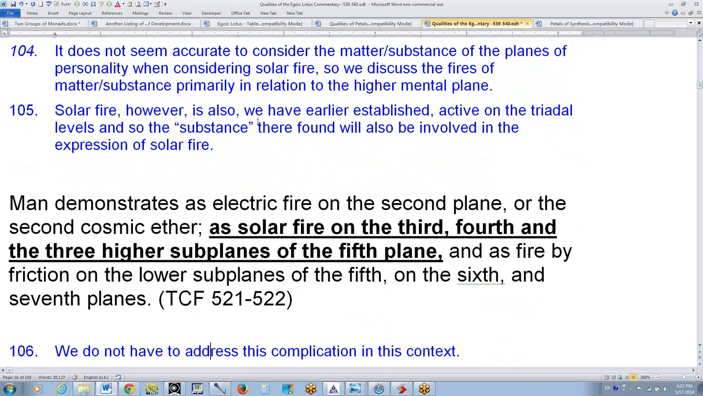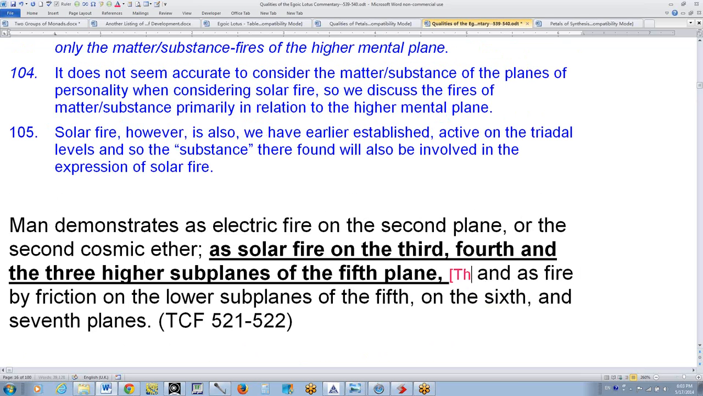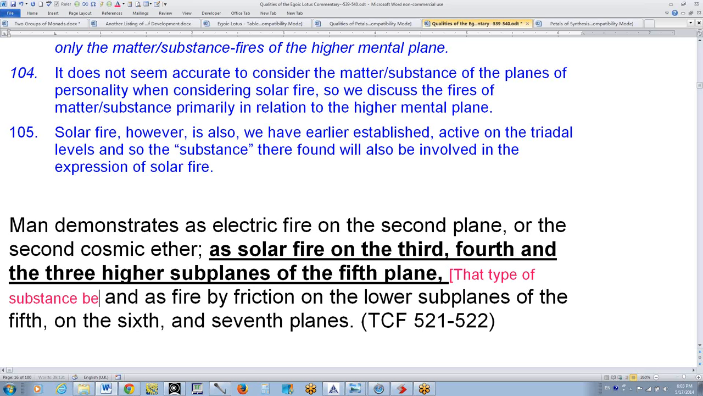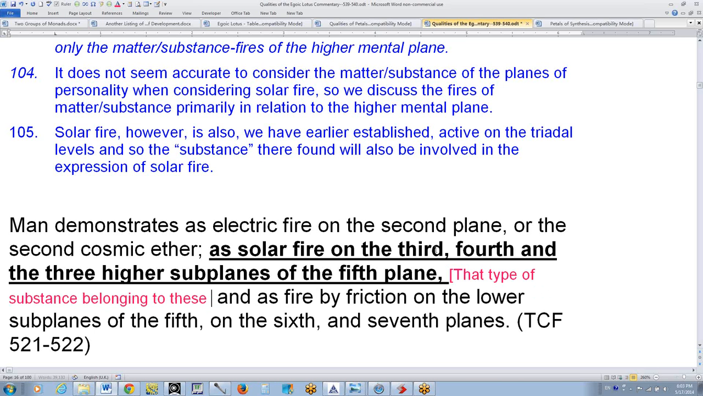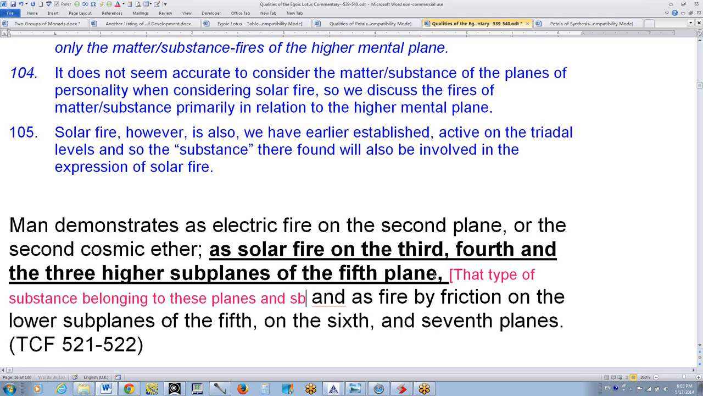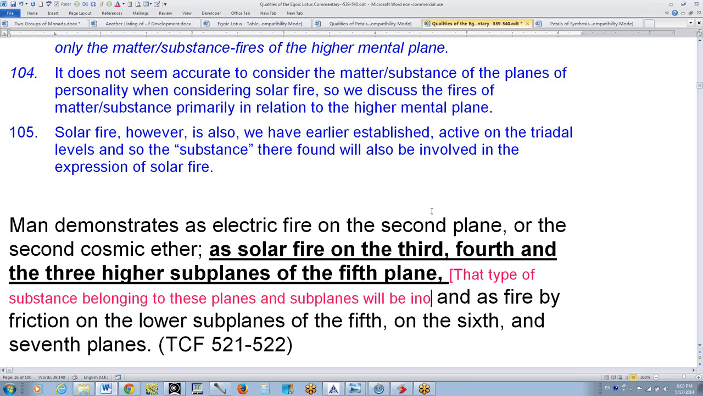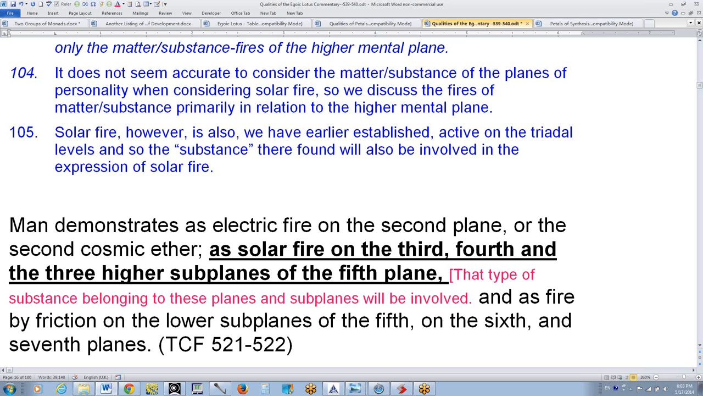Man demonstrates, so this is another bringing in of ancillary, useful references. Man demonstrates his electric fire on the second plane, or the second cosmic ether, as solar fire on the third, fourth, and the three higher subplanes of the fifth plane. So that type of substance belonging to these planes and subplanes will be involved. And it's fired by friction on the lower subplanes of the fifth, and the sixth and seventh, the 18.